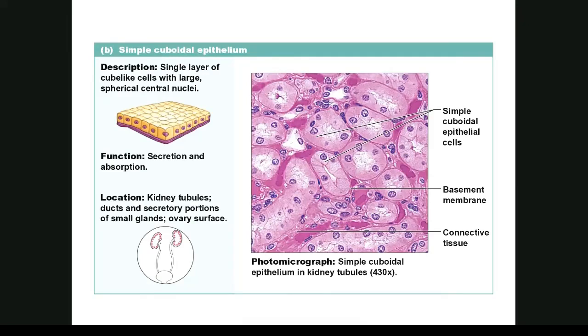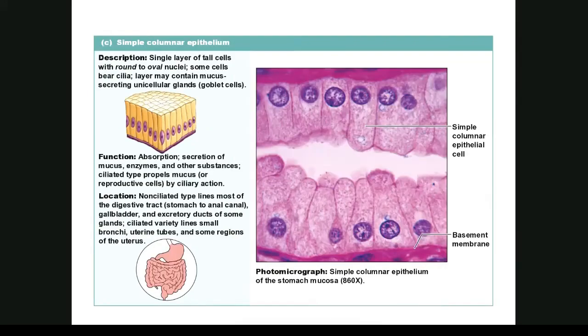Here we have some cuboidal epithelium, little cube shapes here, as you can see. These are actually simple cube shapes right through here. This is in the kidney. Now this is simple columnar. As you see, here is your basal surface. This is your apical surface. Again, basal surface, apical surface. So it's simple columnar epithelium.